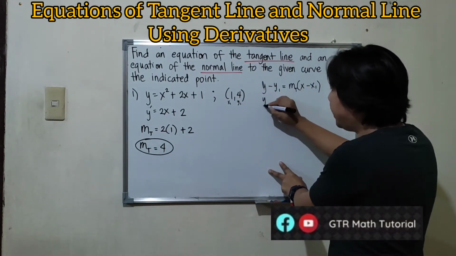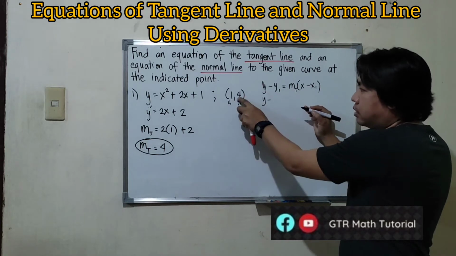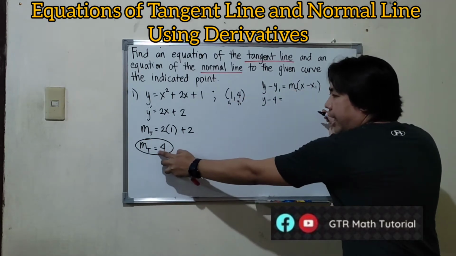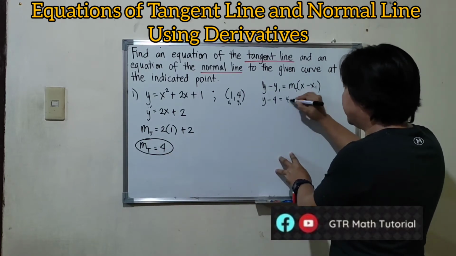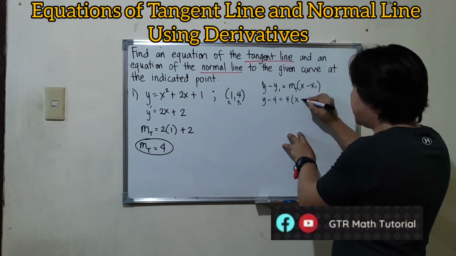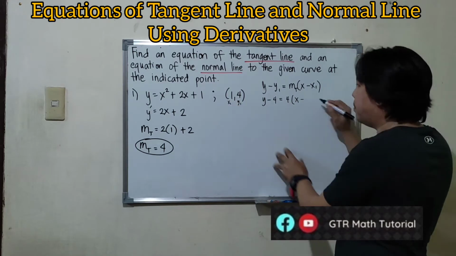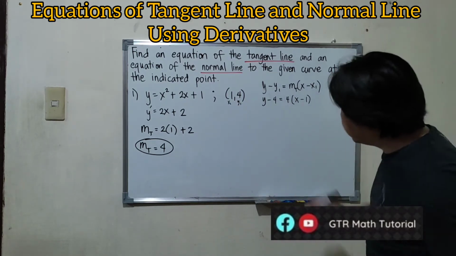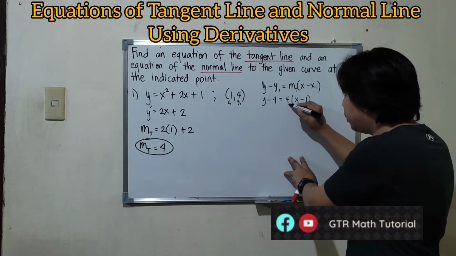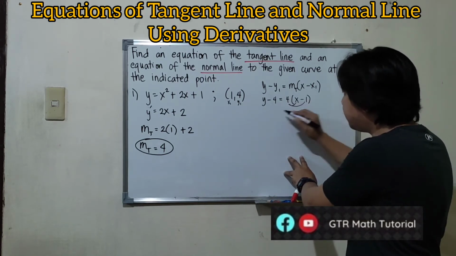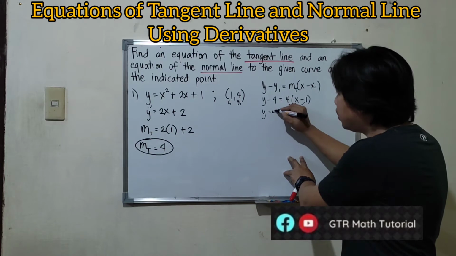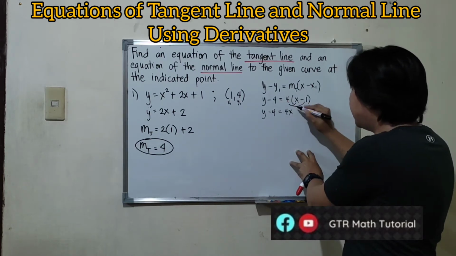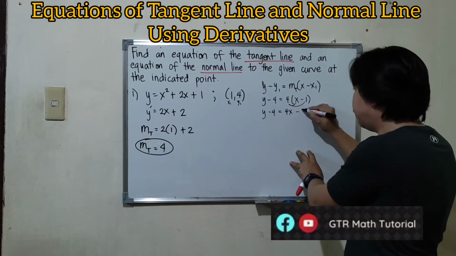So we have y minus y sub 1, which is y minus 4, equals the slope of the tangent line, 4, times x minus x sub 1, which is 1. Then simplify. Just distribute 4 to x minus 1. So we have y minus 4 is equal to 4 times x, so we have 4x, and 4 times negative 1, we have negative 4.